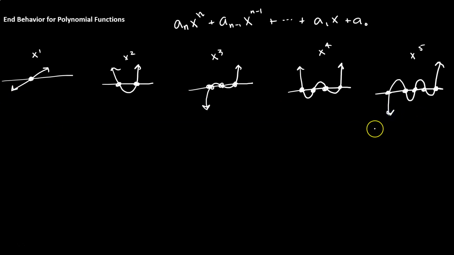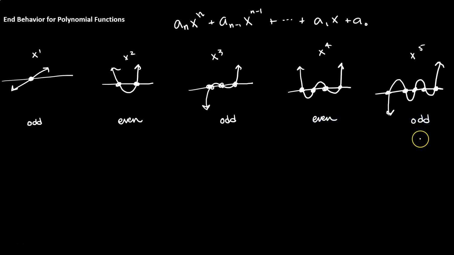Now, we're not really talking about x-intercepts here. We want to talk about the end behavior. But I want to point out something that's happening. X to the first power, that's an odd exponent. X squared, that's an even exponent. X cubed is another odd one, x to the 4th is even, and x to the 5th is odd as well.